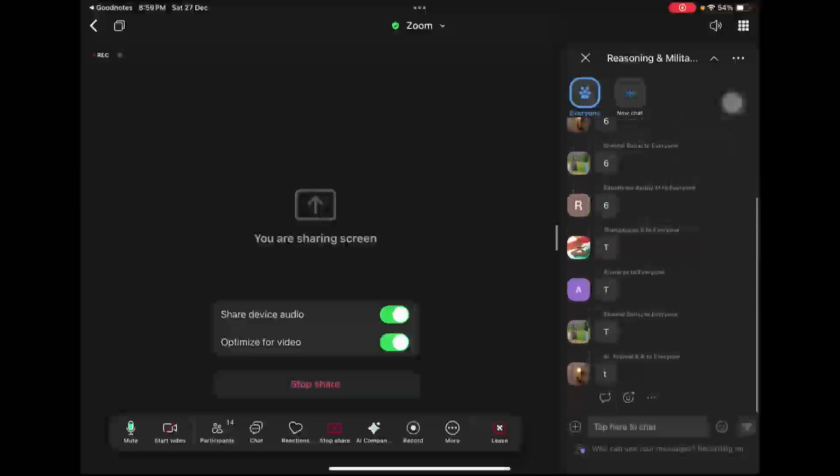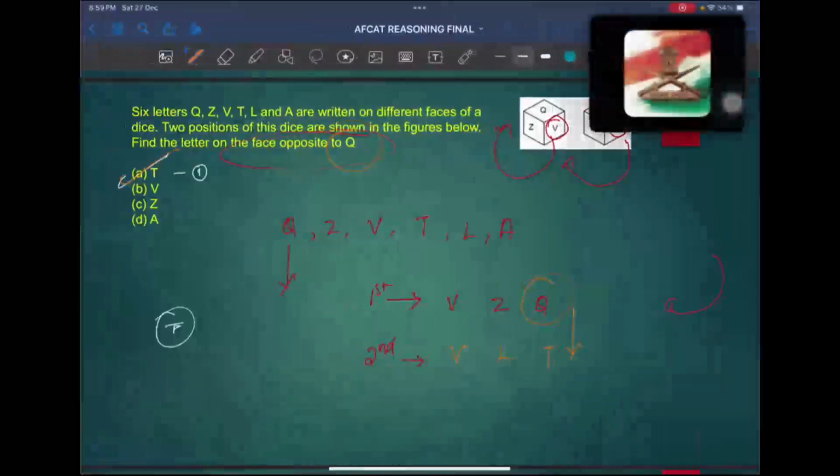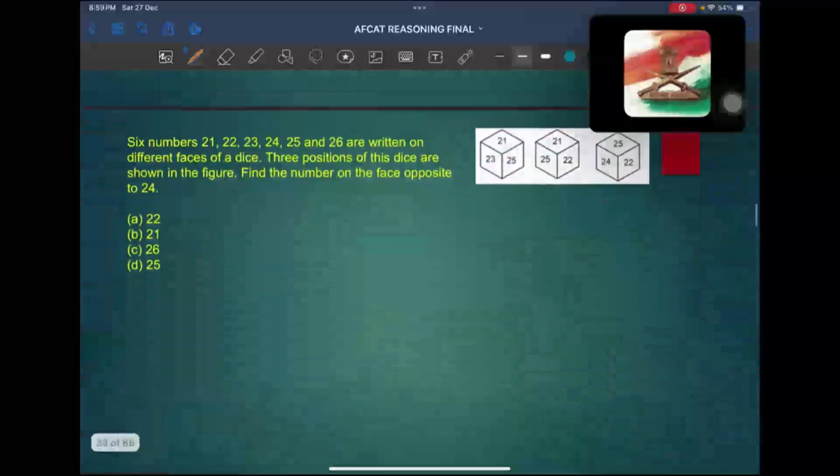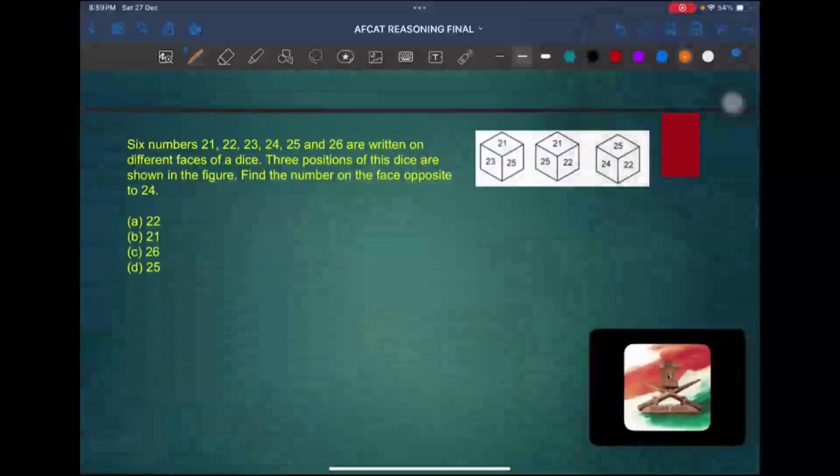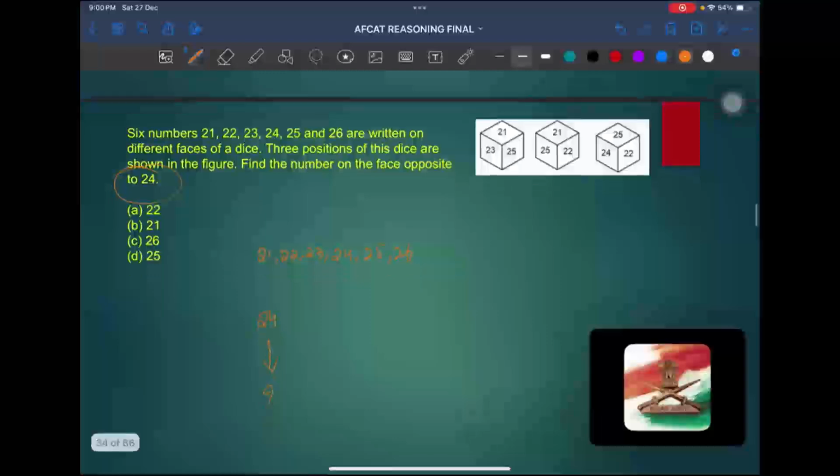And many of you answered it. Now let us move on to the next question. Try to solve this question. It is also the same way. They have given a single dice with different numbers, that is 21, 22, 23, 24, 25, 26. You just need to find the position that is opposite to 24. What is the opposite of 24? You just need to find a single common number and then try to solve the question. Try to solve it.